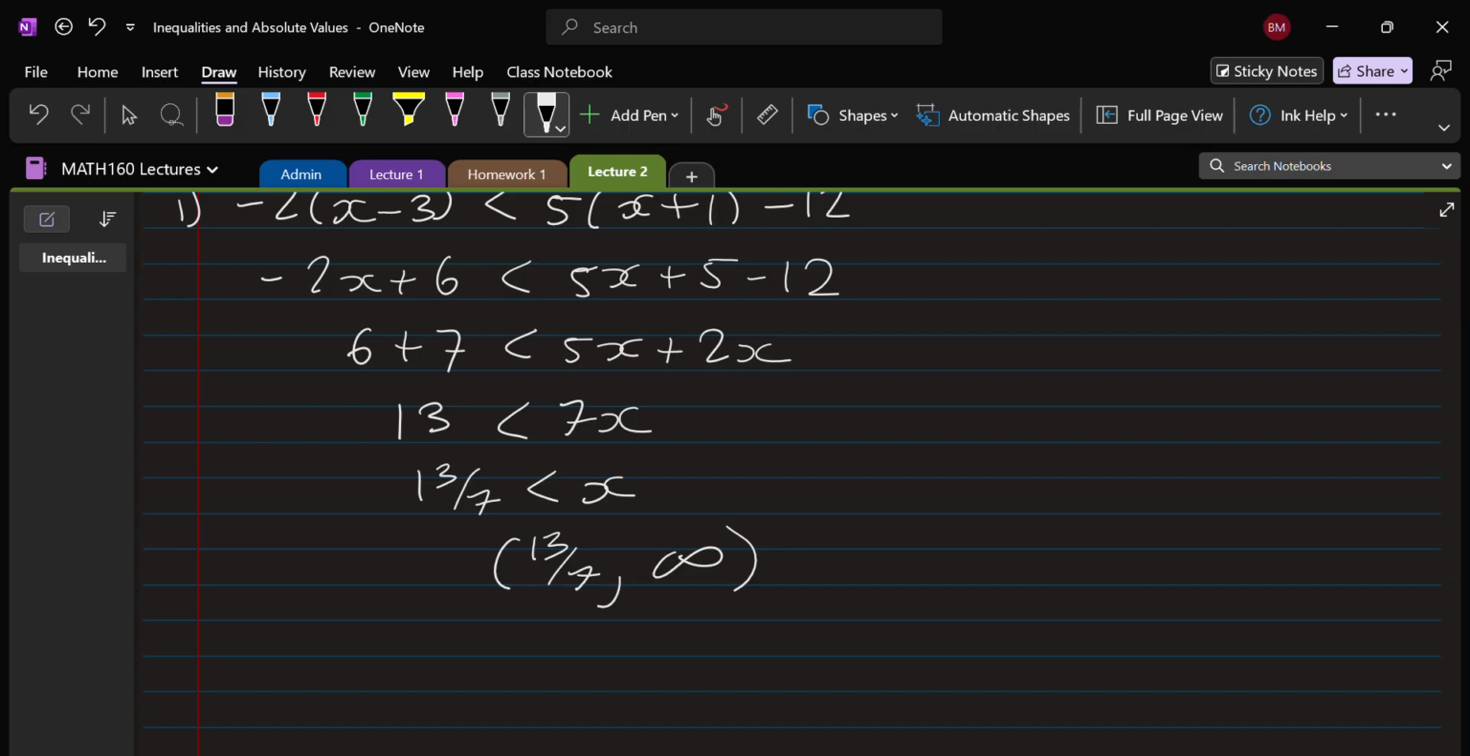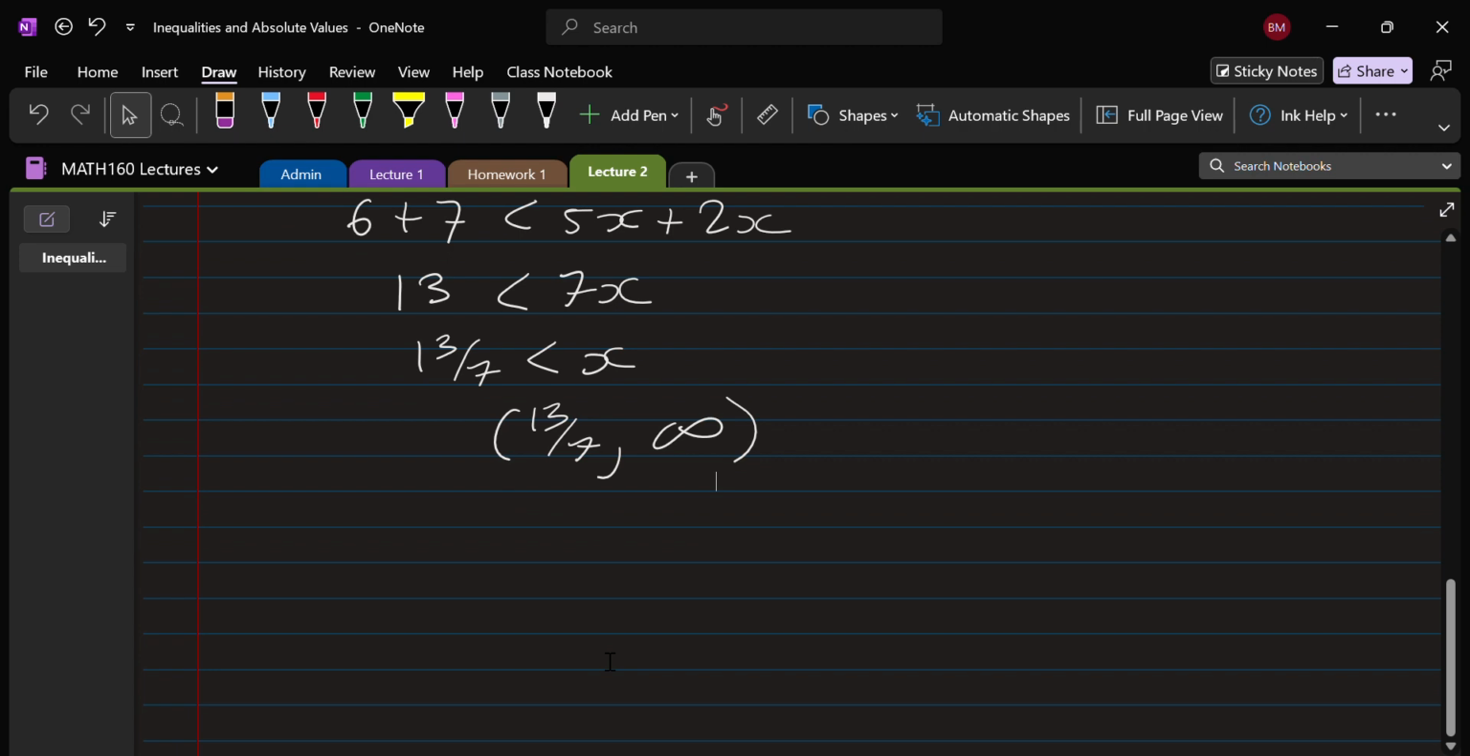If you ever put infinity with a square bracket, I'll mark the whole thing wrong. Move on to the next question. Infinity is always a round bracket. It's not a number, it cannot be equal to that.